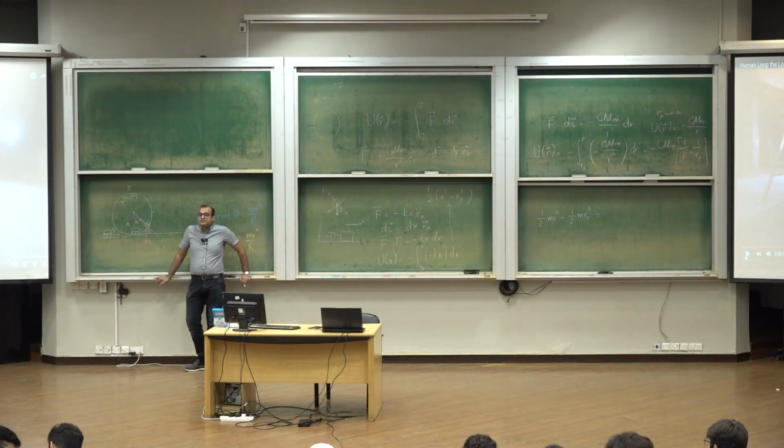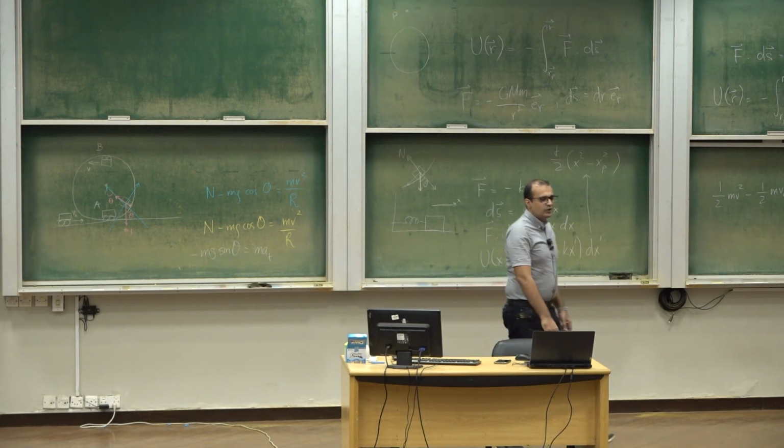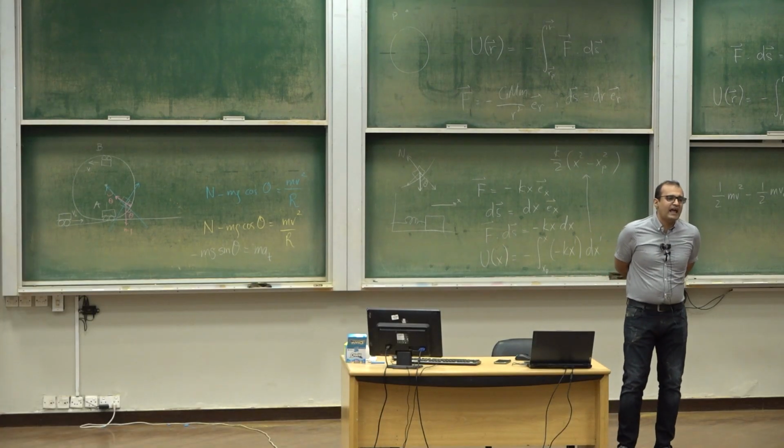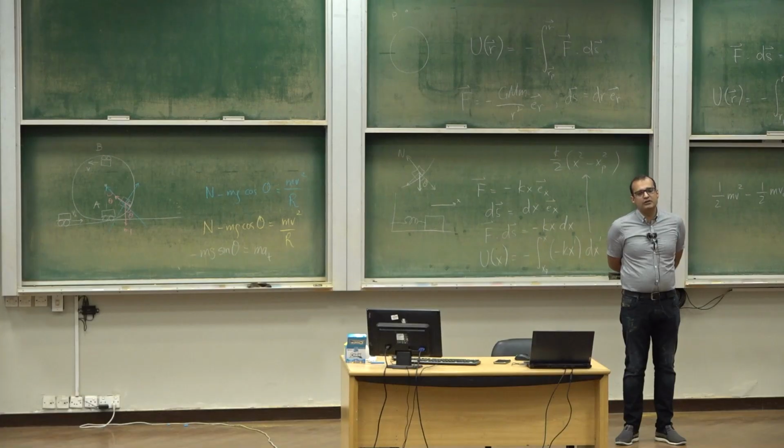The normal force is perpendicular to the track. The car is always moving tangential to the track. Zero. You see, the work done by the normal force is zero because the normal force is always perpendicular to the track. The small displacement vector of the car is always tangential to the track.